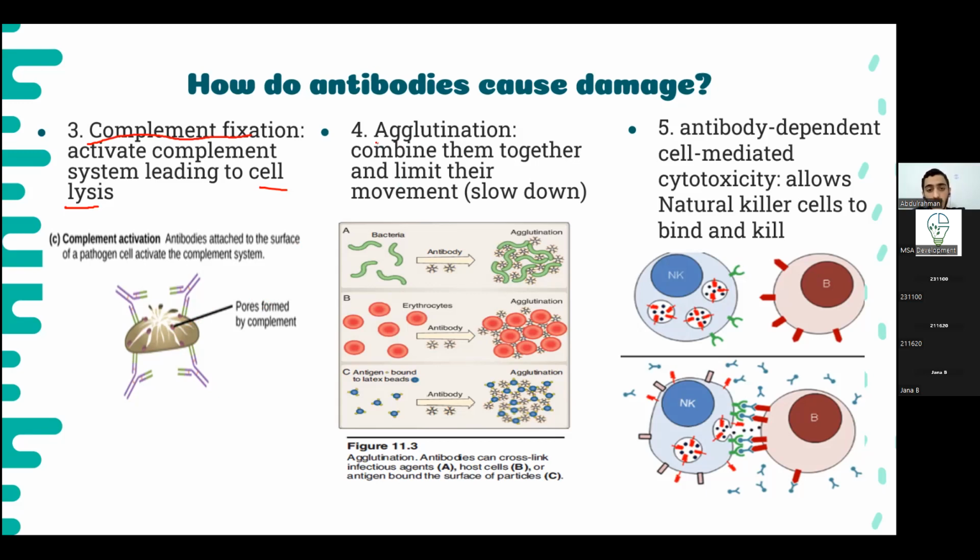The other one is agglutination. Agglutination is basically, you're agglutinating them, similar to the blood, similar to the bacteria, similar to whatever pathogen. It's making it slower. You're combining them all together. As a result, they're going to be slower.